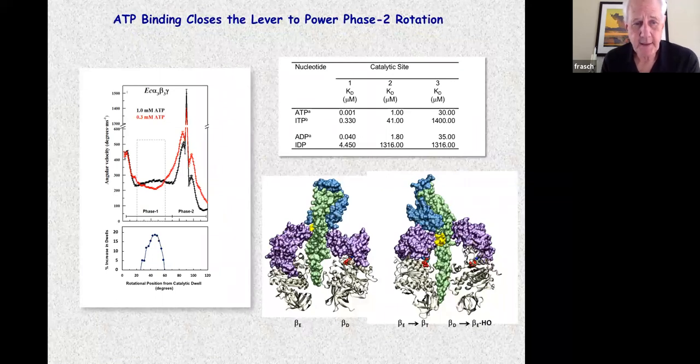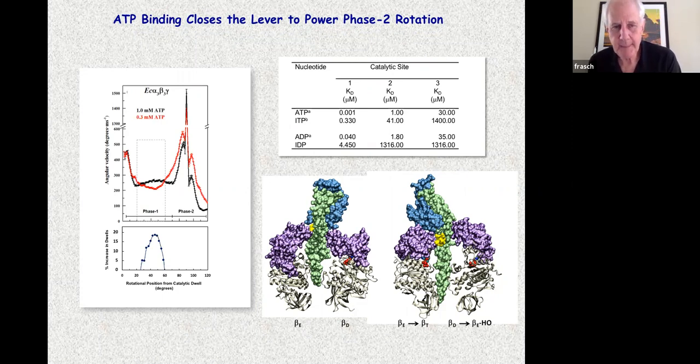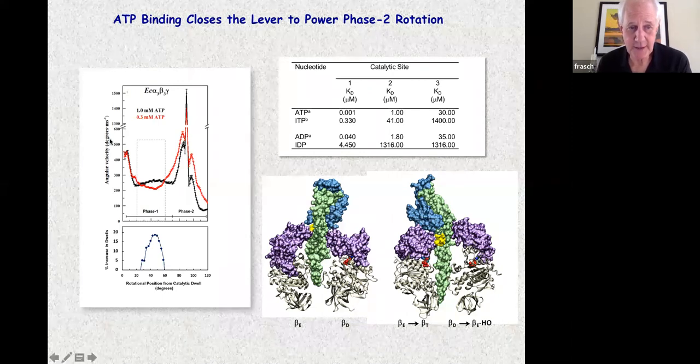So the next thing that we did: the first experiment was done at saturating ATP, and that's done at 1 millimolar ATP. But when you start to limit the amount of ATP, then it becomes rate limiting to the overall rate. And what we find is that that actually changes the velocity of the rotation, especially right in this region.